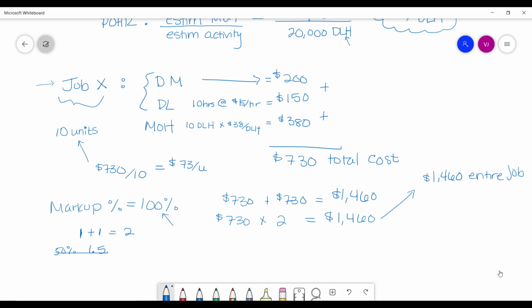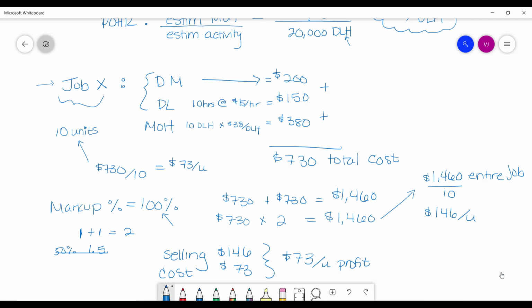Okay, but remember the job, if it included 10 units, I can figure out what each unit would have to be selling for, and that would mean it would be selling for $146 per unit. And if I'm selling it for $146 and the cost is estimated at $73, I can figure out what the profit is on that one unit, or what we estimate that profit is going to be on a per unit basis. Okay, and it looks like it's going to be $73 per unit in profit there.